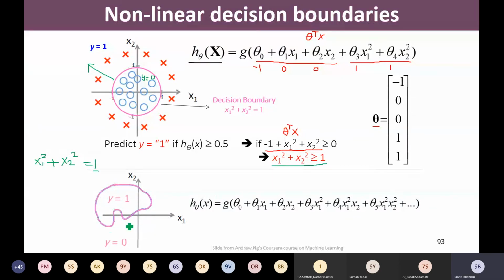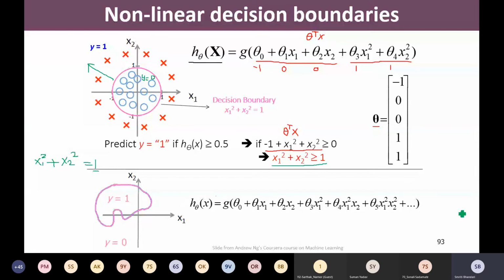Right? And if I have such a boundary, then also it is possible for me to segregate the samples into two classes. The samples inside this region may be y equal to 1. The samples outside the region may be y equal to 0. Right? So it is possible that we may have polynomials with higher degrees, and if we have such polynomials, it is possible that we get such complex decision boundaries.